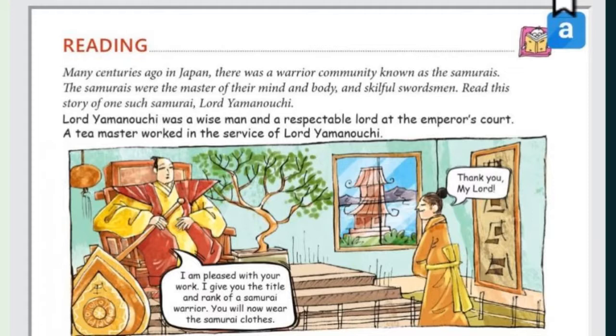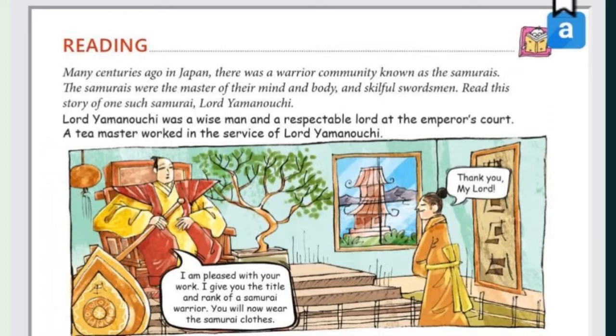It means he is a very intelligent and respectable person at the emperor's court. A tea master works in the service of Lord Yamanouchi. I am pleased with your work. I give you the title and rank of a samurai warrior. You will now wear the samurai clothes.